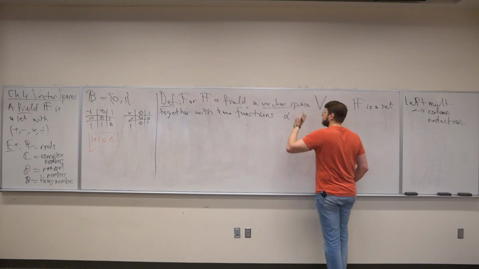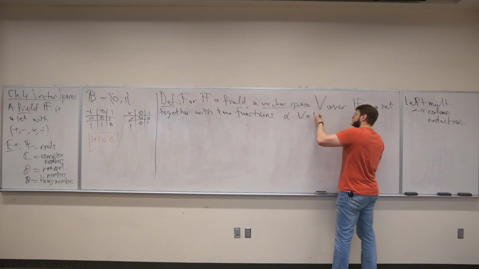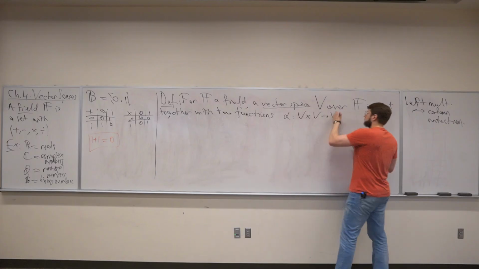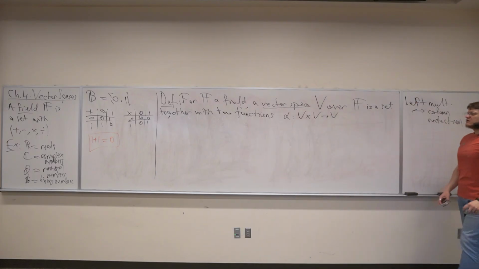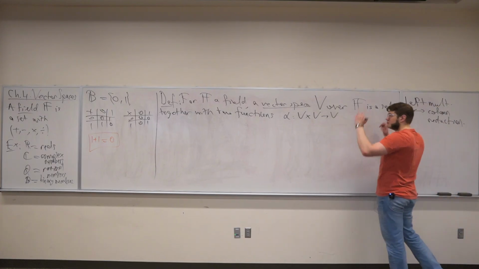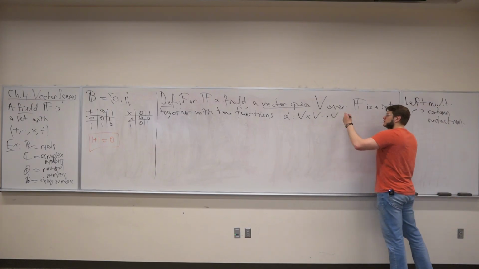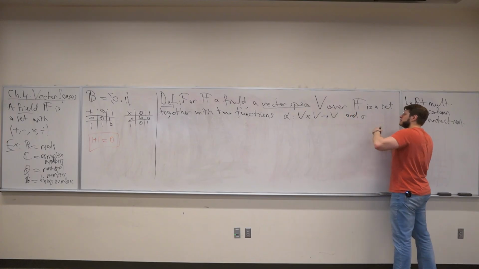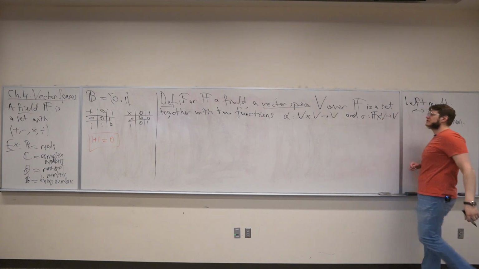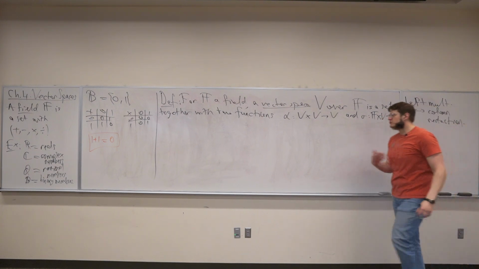Alpha, let's say, for vector addition. This notation means you plug two vectors into alpha, and it gives you back one vector that is supposed to be the vector sum. And sigma: one scalar and one vector, you combine, and it gives you yet another vector, satisfying certain axioms.